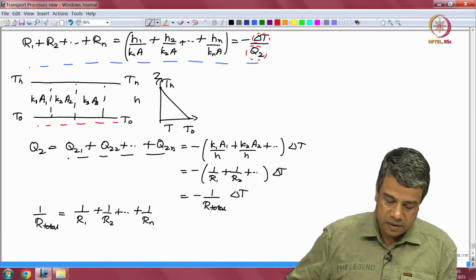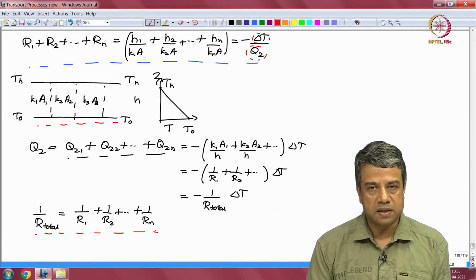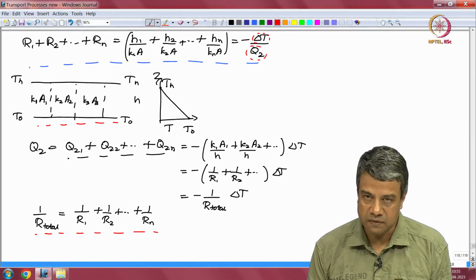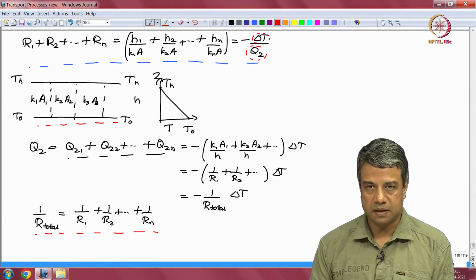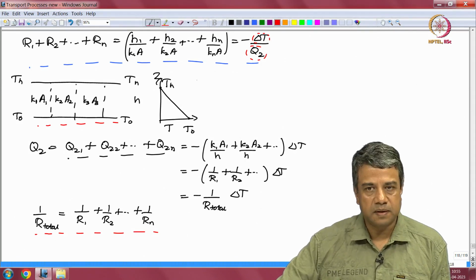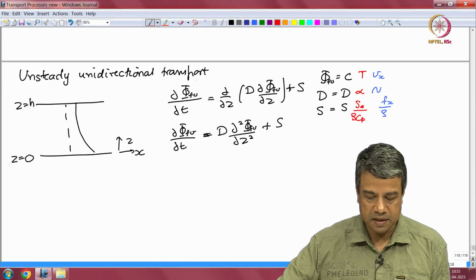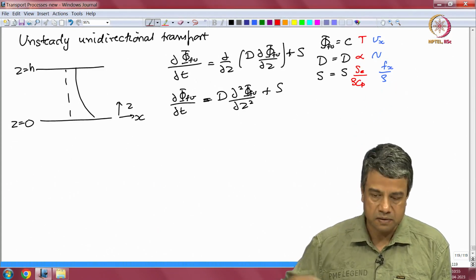And in this case, you get this inverse sum rule, that is, 1 over the total resistance is equal to the sum of the inverses of the resistances of each of those. So, that is the parallel configuration. So, that is where we stopped last time. This is the simplest case, when there is no time variation and no internal source.